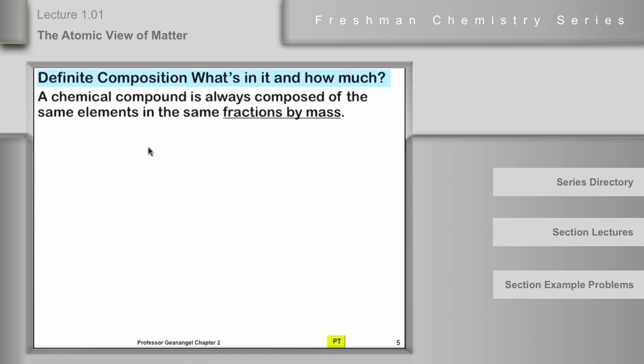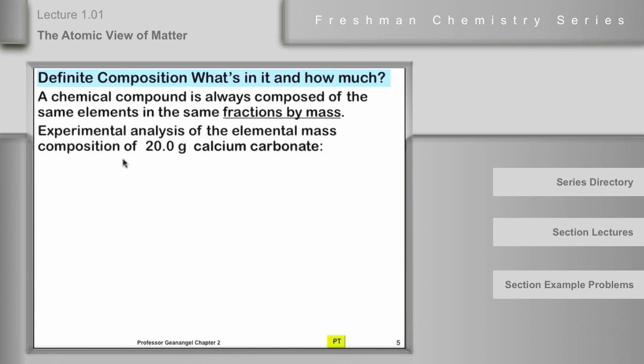Right? So let's suppose that we took some of that calcium carbonate that we made on the first slide. We took it down to the laboratory, and we asked Dr.